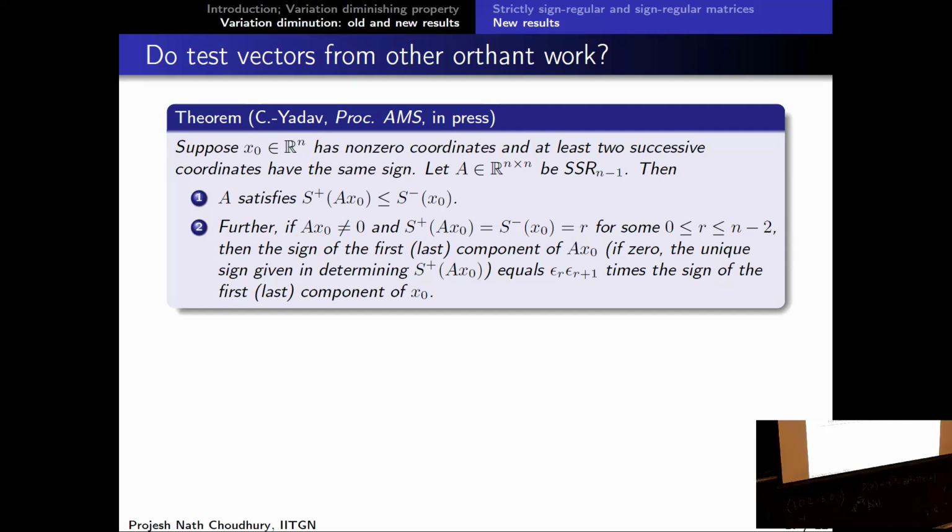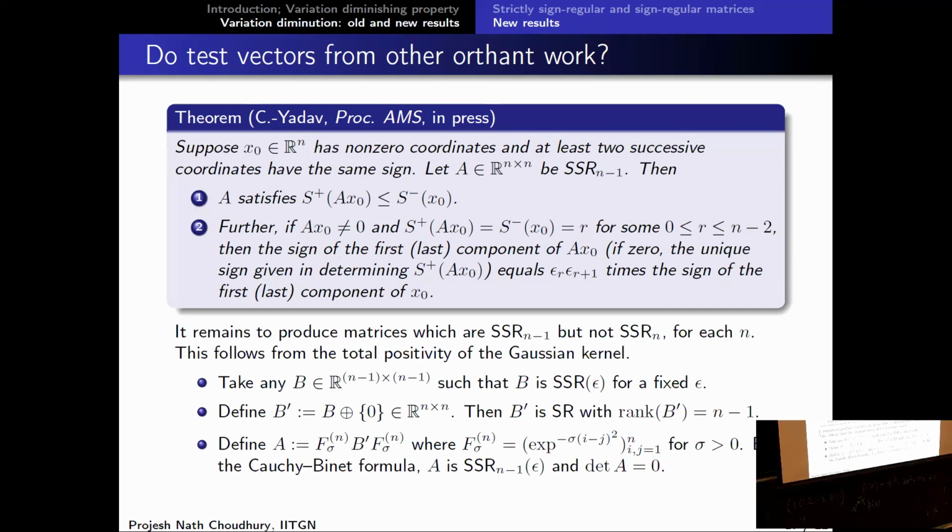So we are able to do this, and this follows from again using the Gaussian kernel. Take any totally strictly sign regular matrix of size n minus 1, and by a classical result of Gantmacher and Krein, such a matrix always exists. Now we can embed this matrix inside a bigger matrix by adding zeros. That will be a strictly sign regular matrix of rank n minus 1.